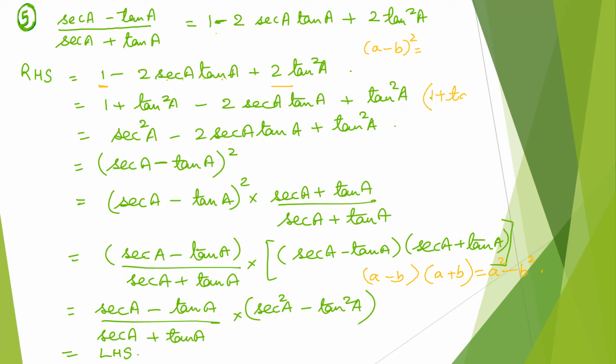And I also need to write down over here the identity that I have used, that is 1 plus tan square A is equal to secant square A. So here I'm getting a square minus b square. But you know secant square A minus tan square A is equal to 1 because 1 plus tan square A is equal to secant square A, which implies this part will become 1. So I've got this is equal to LHS because this is into 1. This part is going to become 1.